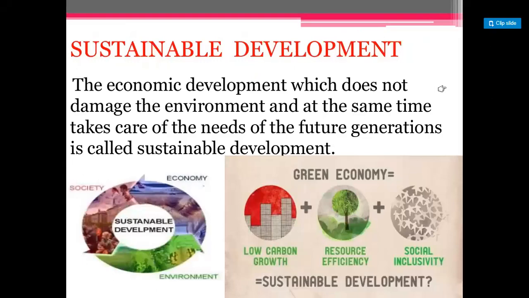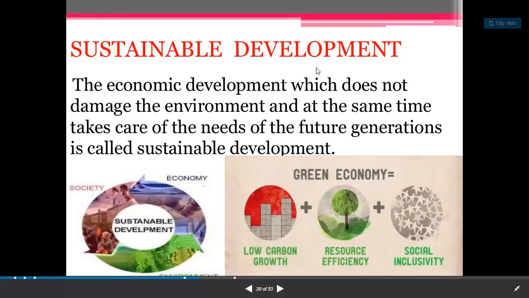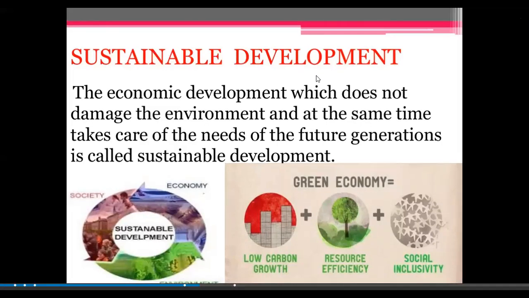So as our chapter name is Resource and Development, not only development, today we are concerned about sustainable development. And I hope that you are aware of what sustainable development is. Anyone? What do you mean by sustainable development? No one?